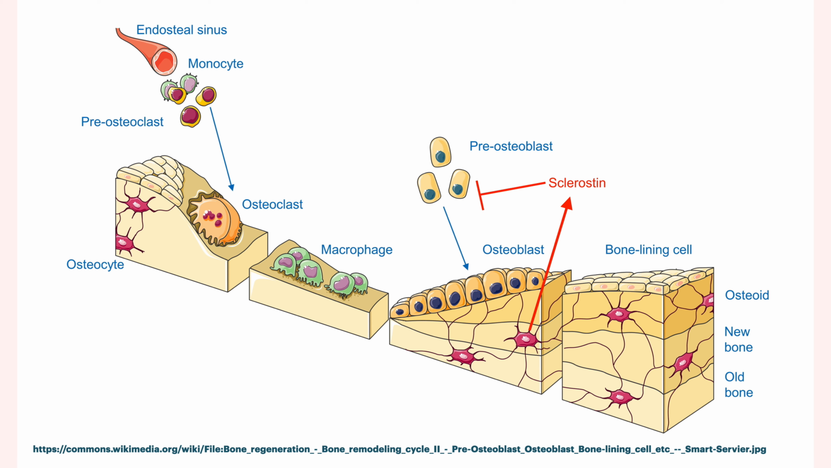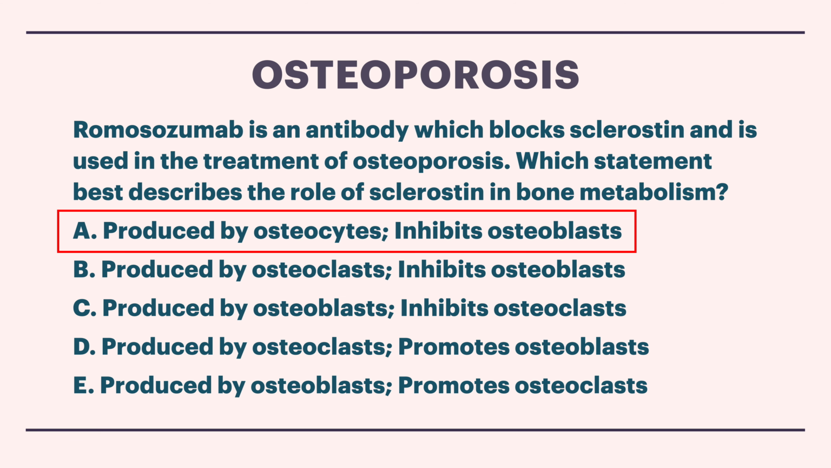Sort of following or manifesting Wolff's law. Wolff's law says that basically if a bone is stressed, it will react to that stress. Well, this is the negative feedback. So if the bone is not stressed, it produces sclerostin and then inhibits the growth of bone in that region. So the answer to the question is A, produced by osteocytes and inhibits osteoblasts.